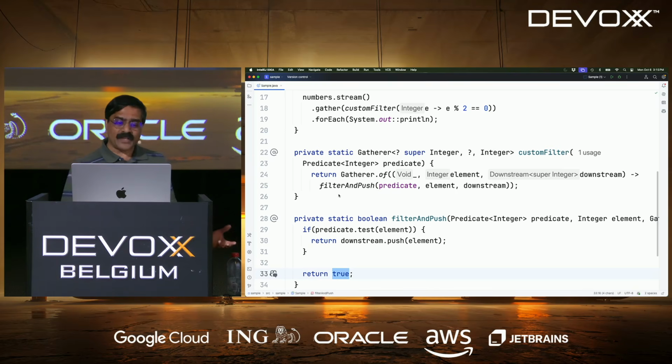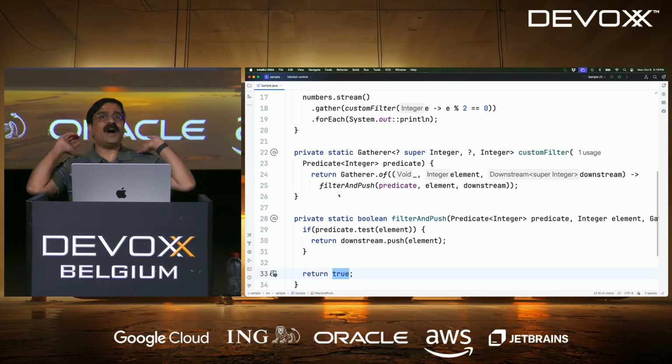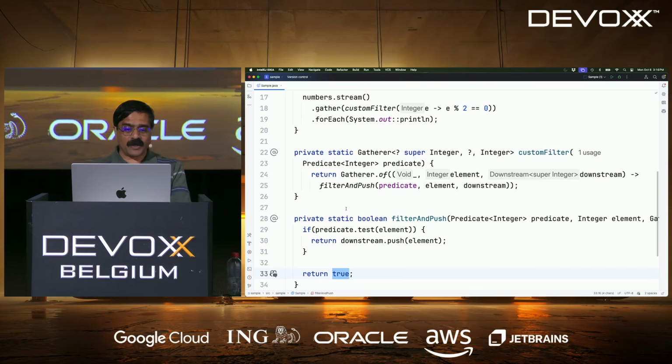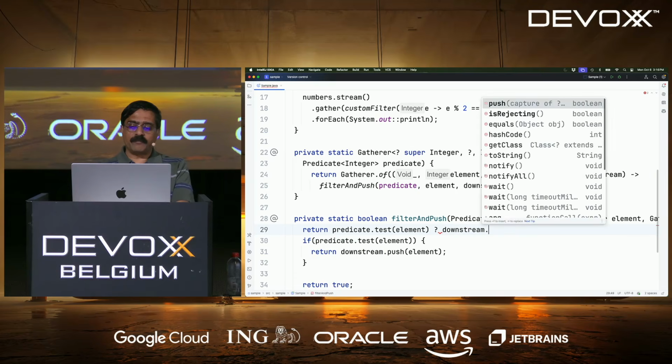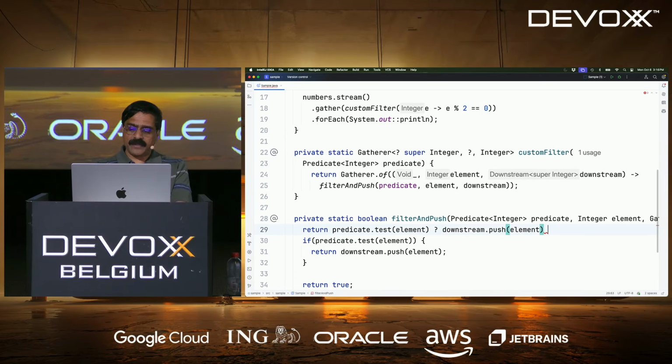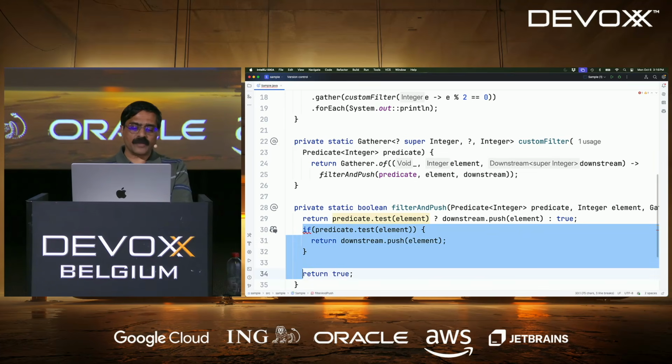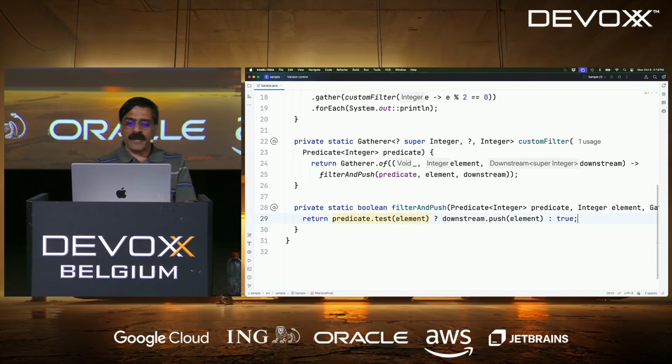Now, once you have this implemented, you can spend your time to refactor this to your content. You can leave it like this if you want to. Or you can say return in here and return a predicate.test on the element. If that is true, downstream push the element. If it is not true, just return a true. So if it's false, return true, right? So that could be optimized a little bit more if you wanted to.